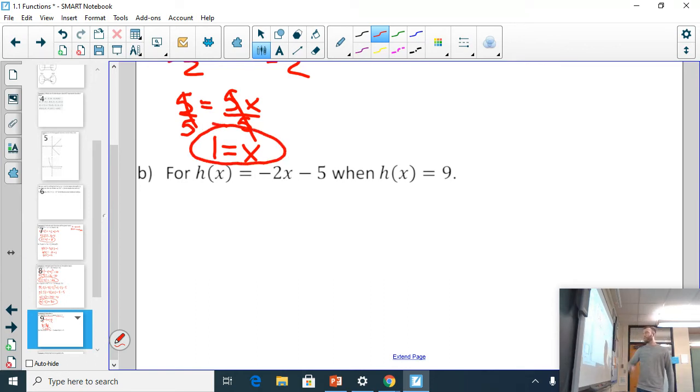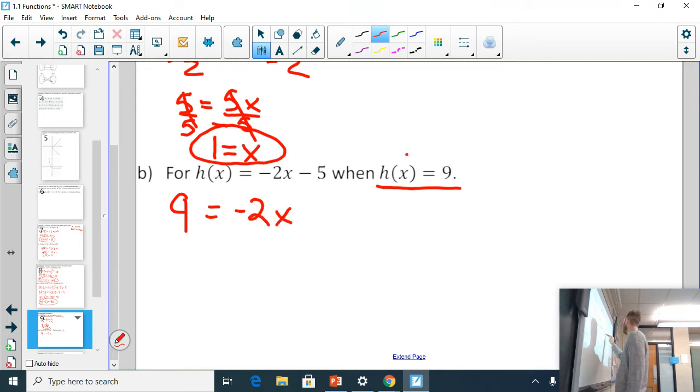So for h of x equals negative 2x minus 5, when h of x equals 9, so again, it gives us h of x. It doesn't tell us to find h of 5 or something. It tells us that h of x is 9. So I'm going to replace h of x with 9. And just like we left the x here, we leave the x in the equation. So we're going to add 5 over.